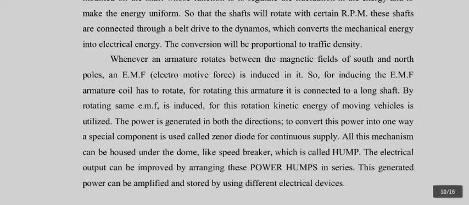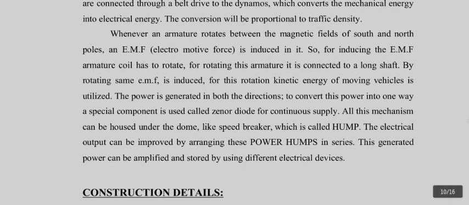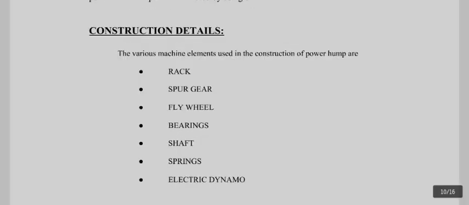To convert this power into one way, a special component called a Zener diode is used for continuous supply. All this mechanism can be housed under a dome, like a speed breaker, which is called a hump. The electrical output can be improved by arranging these power humps in series. This generated power can be amplified and stored by using different electrical devices.